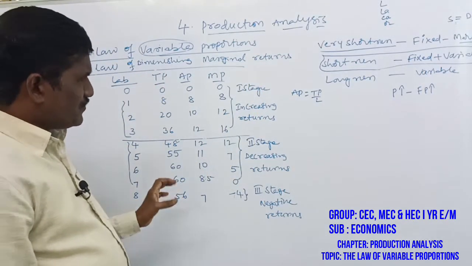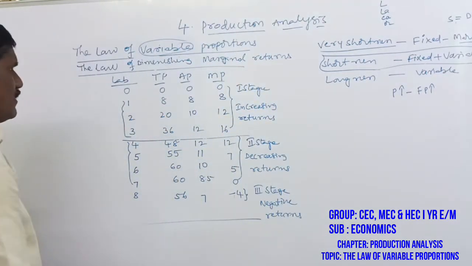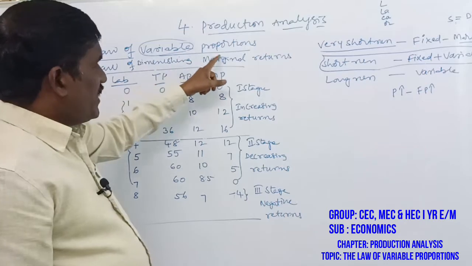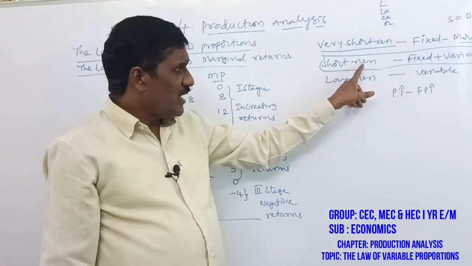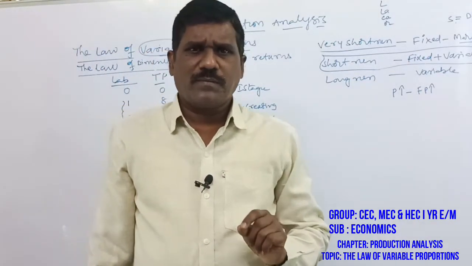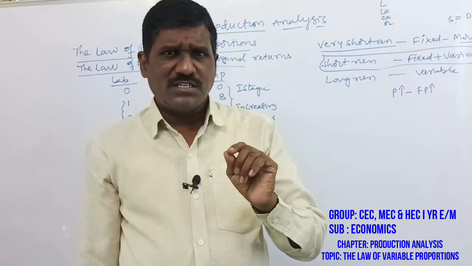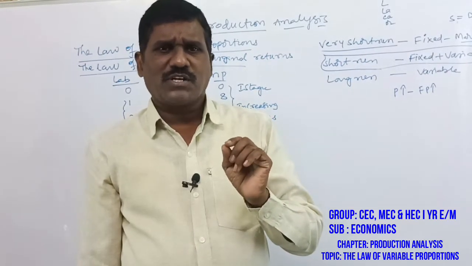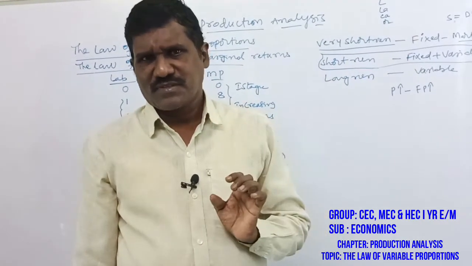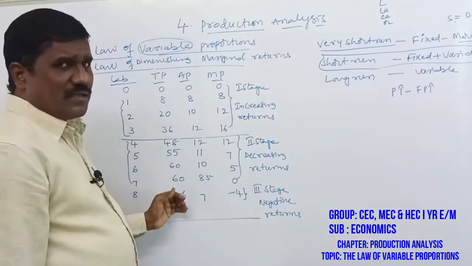So according to this table, we can draw a diagram. One thing to be noted here: we have taken the very short run. The law is applicable in the short run, and moreover some assumptions are there. What are the assumptions of the law of variable proportions? The production process will be constant, the price of the commodity constant, the techniques of production will be constant. So only the labor alone increased. Okay, only the labor alone increases. So it is applicable in the short run.